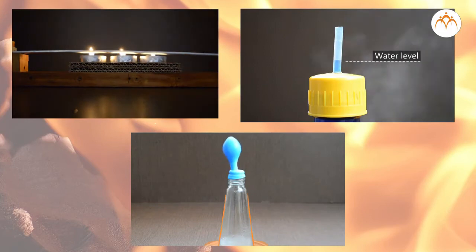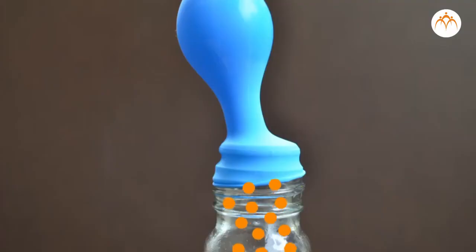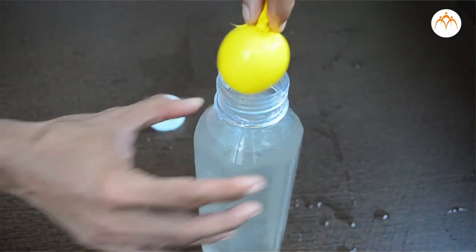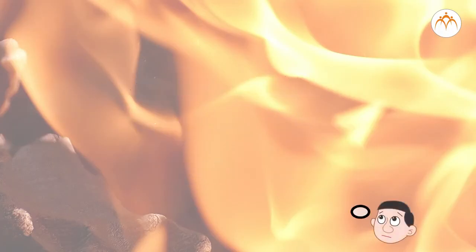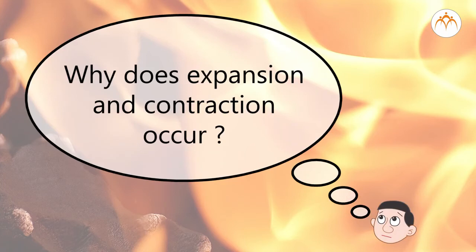Summary. We discussed the effects of heat on solids, liquids and gases. Substances expand on heating and contract on cooling. Do try this with everyday things around you. Why does this expansion and contraction take place? We will see this in the next standard.